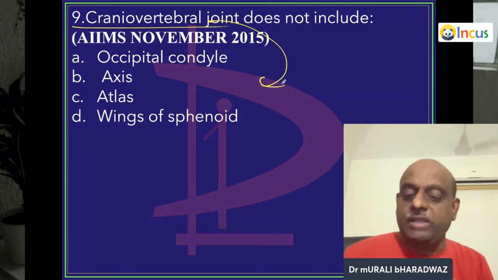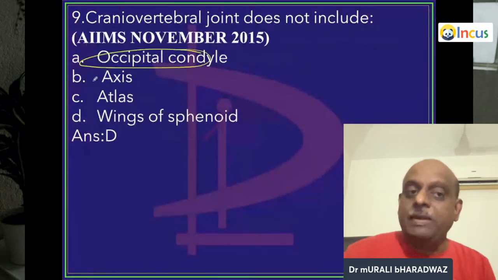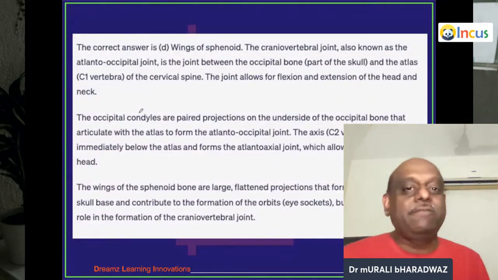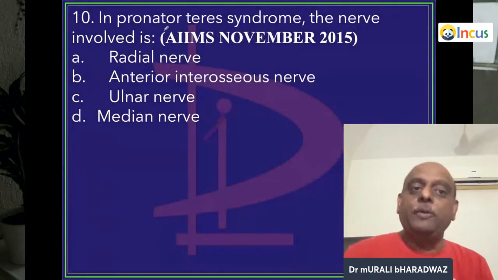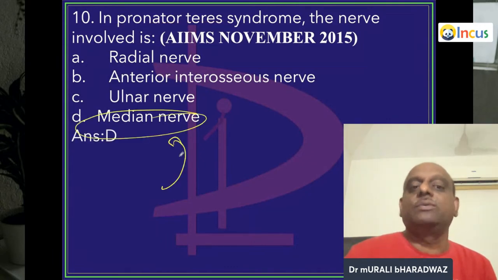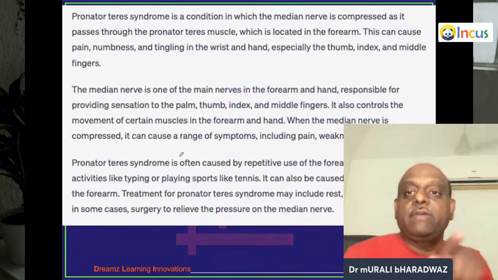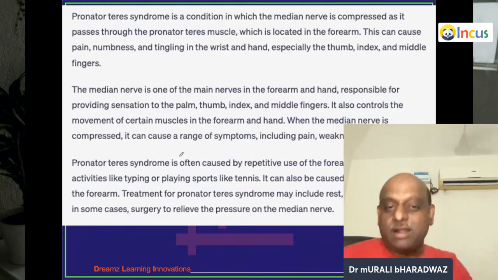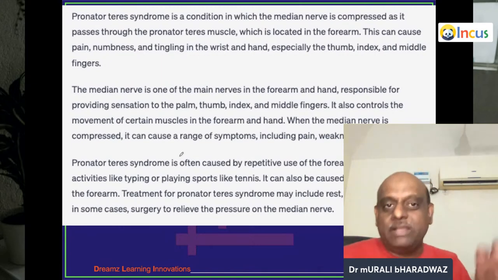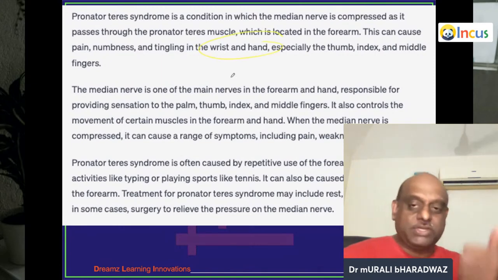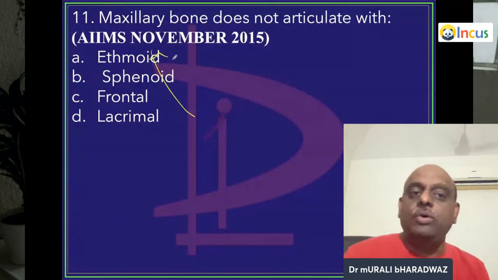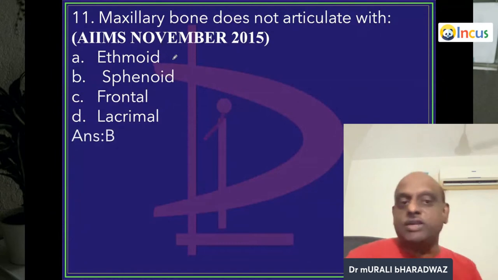Craniovertebral joint, what does it include? It includes occipital condyle, axis and atlas, is what you need to remember, not the wings of sphenoid. In pronator teres syndrome, it is the median nerve which becomes incarcerated while passing through the pronator teres muscle, and that leads to pain, numbness and tingling of the wrist and hand, especially thumb, index and middle fingers. Maxillary bone does not articulate with sphenoid.